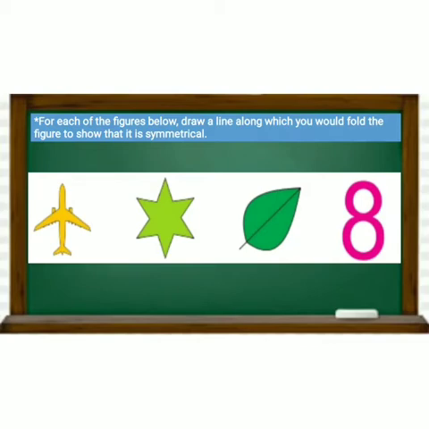For each of the figures below, draw a line along which you would fold the figure to show that it is symmetrical. Now you have to draw, children, here a line to show the figure is symmetrical. Here you have to draw the dotted line.